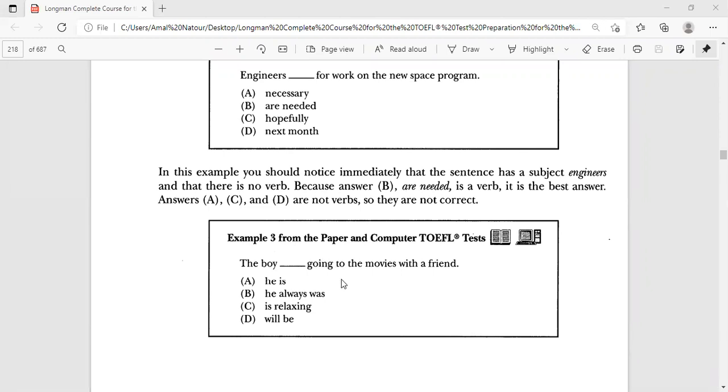To be correct, some form of the verb be is needed to make the sentence complete here. Answers A and B are incorrect. Why? Because the sentence already has a subject.